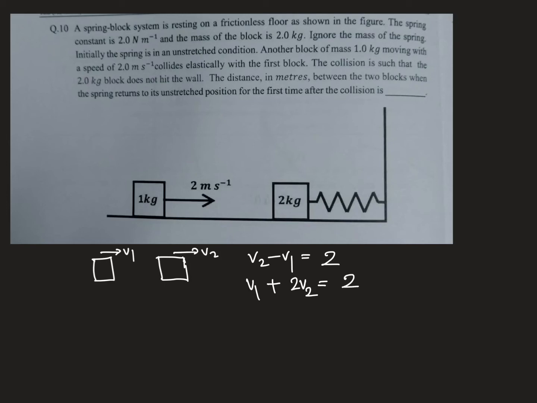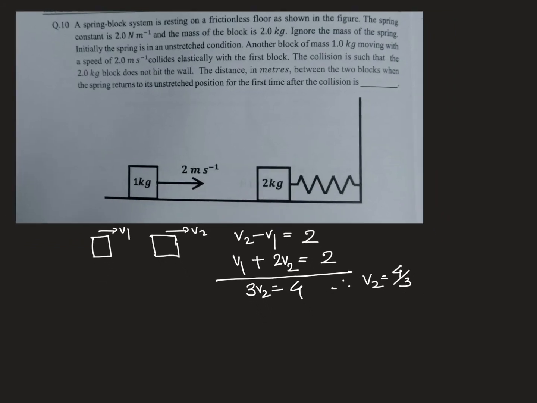Okay, so we can just add these equations. 3v2 equals 4, therefore v2 is equal to 4 by 3. And what about v1? v1 is equal to 4 by 3 minus 2, that is v1 is equal to minus 2 by 3. So that block has bounced back and gone.